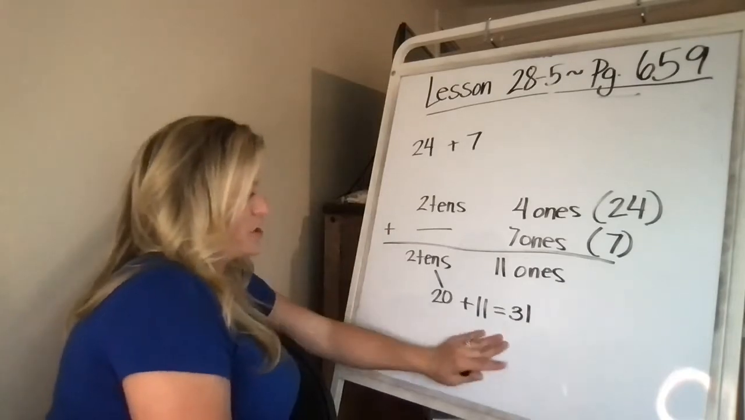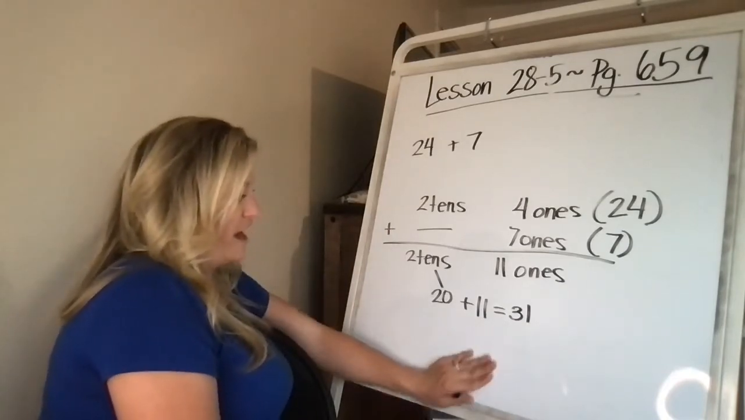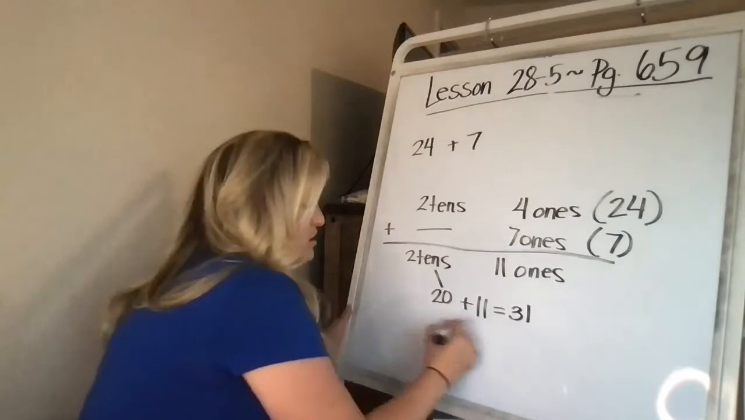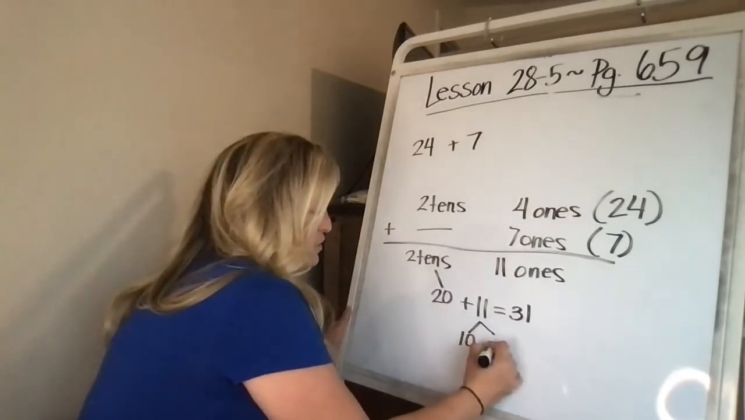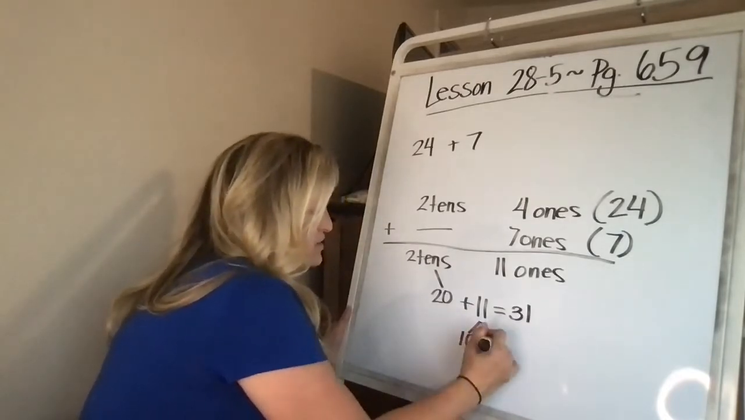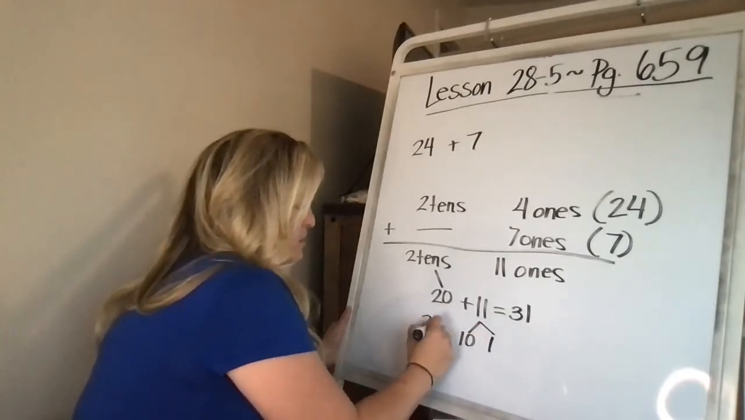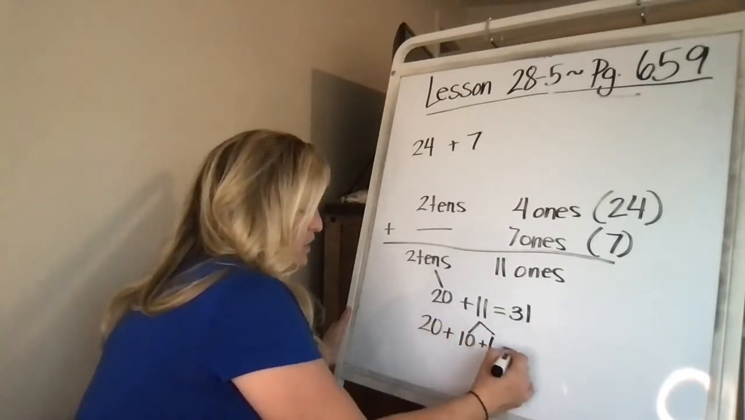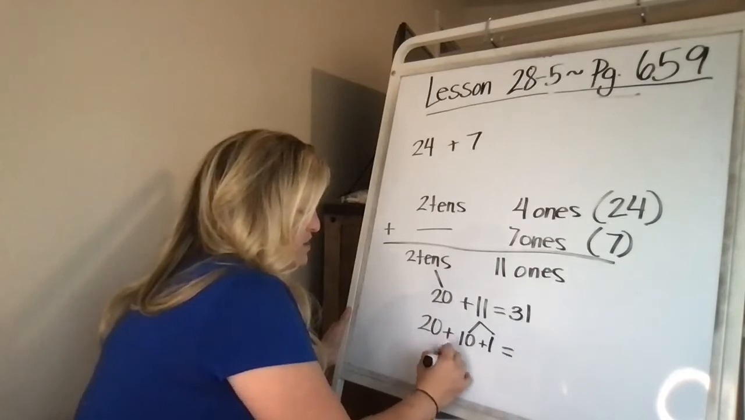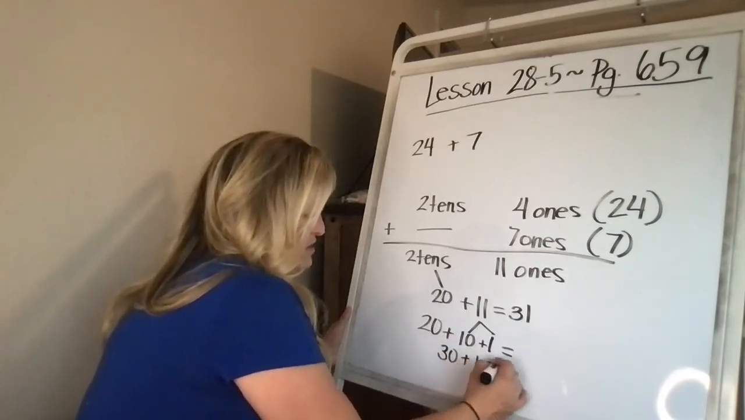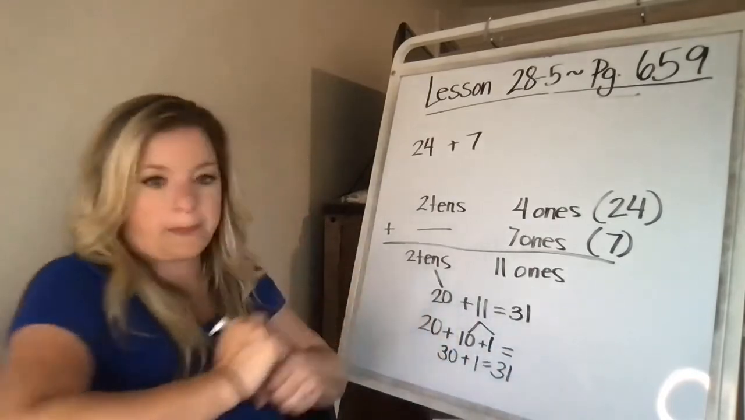If that's too hard and you can't figure that out, then we can always break this down into 10 plus 1, right? So then it becomes 20 plus 10 plus 1. 10 plus 20 is 30, plus 1 is 31. Okay?